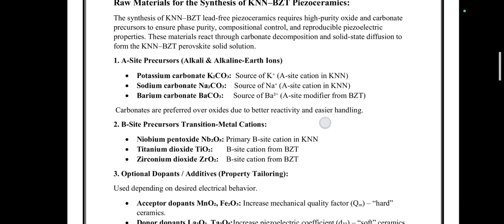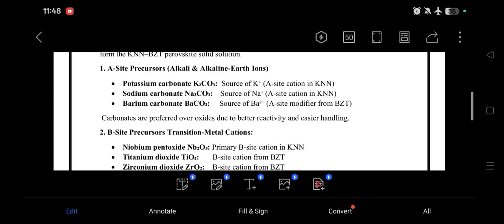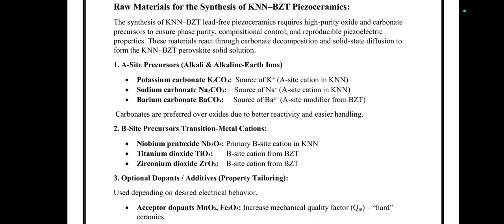If we talk about the raw materials that are needed for the synthesis of KNN-BCT piezoceramic, first type is A-side precursors that include alkali and alkaline earth ions: potassium carbonate, the source of potassium A-side cation in KNN that I have explained earlier; sodium carbonate, source of sodium A-side cation in KNN; and barium carbonate, source of barium A-side modifier from BCT.